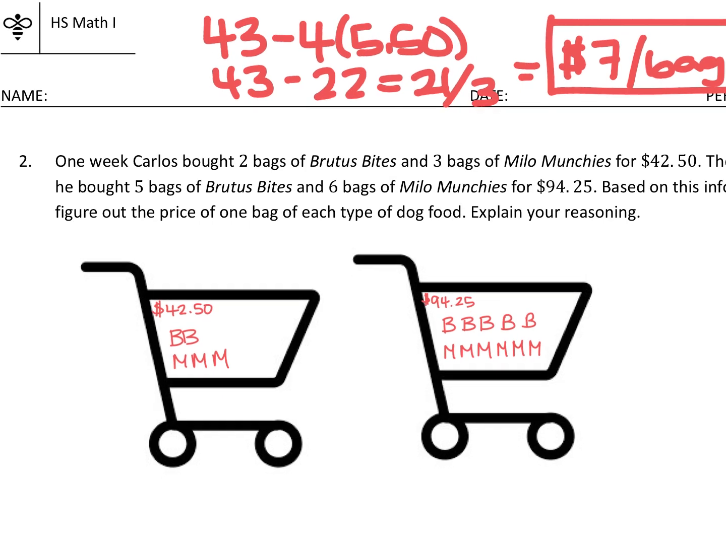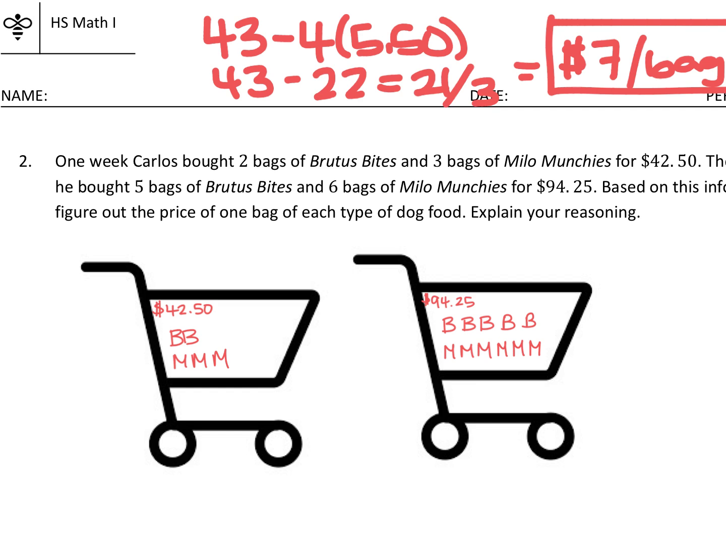Now, looking at these 2 shopping carts, is there anything that's the same? There is not. Is there anything that's close to being the same? So this is what I'm kind of seeing that's close to being the same. The second shopping cart has double the Milo Munchies. So I wonder if we can use that information to help us reason about the cost.